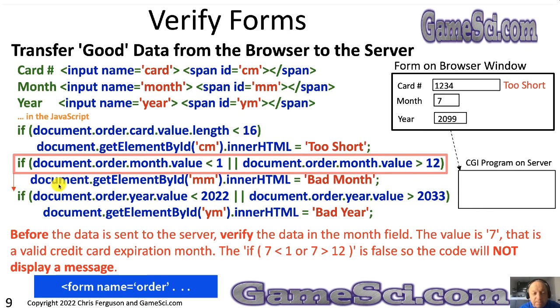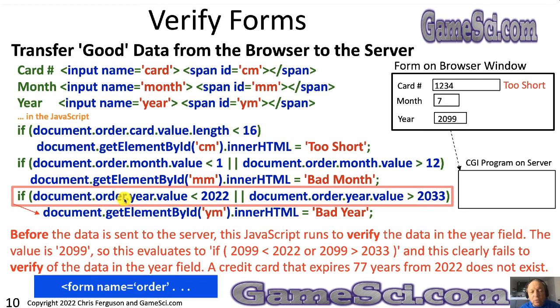Notice this arrow here. We're going to skip past this line below because that's not a bad month. It's a good month. Leave it alone. There are several fields you're going to have to check, and some of them may be good and some of them may be bad. It's important to highlight the bad ones and leave the good ones alone.